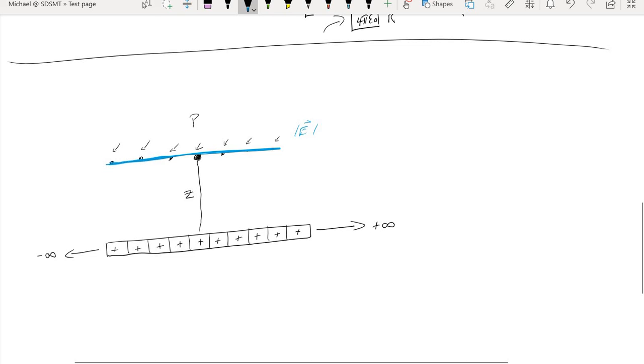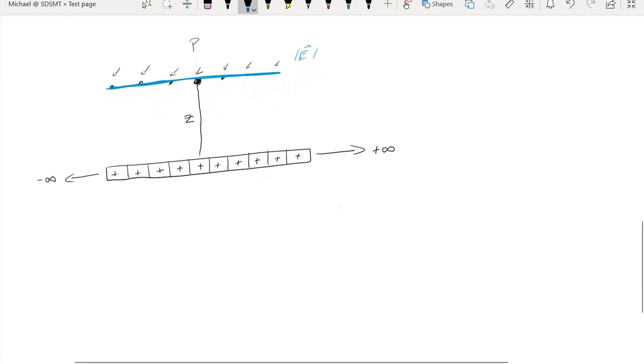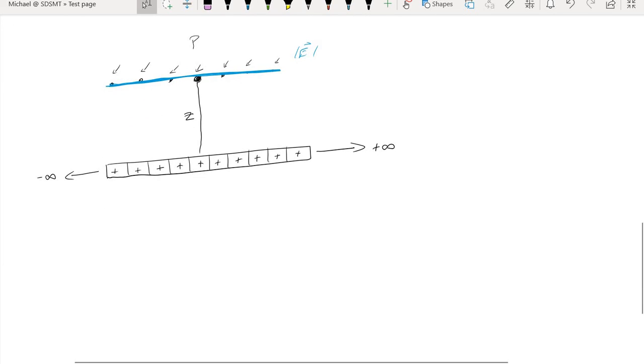Every one of those points is a distance of z from the line of charge. Are there any other points out in space that are also a distance of z from that line? And the answer is yes. There's also a distance of z that we can drop below the line. But we also have to think in 3 dimensions.